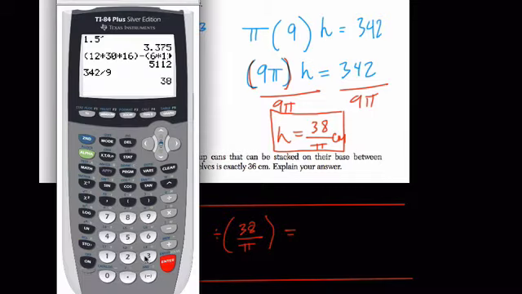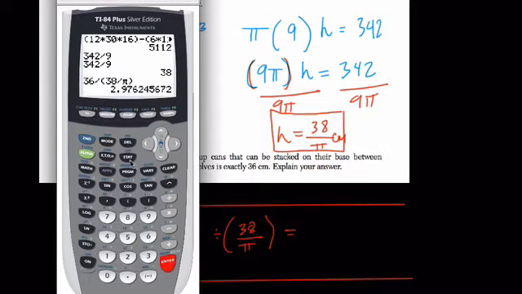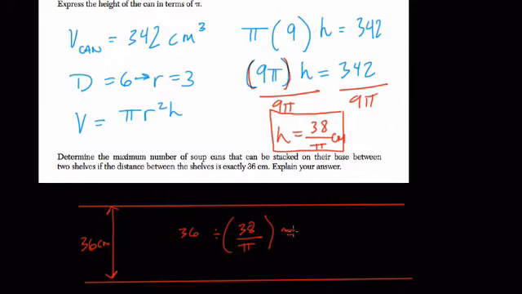This is kind of easy to do on a calculator. You can go 36 divided by, enter your parentheses. Now you enter this fraction, 38 divided by pi, or over pi. And there's a pi button. Hit second exponent for pi. You'll see that symbol. Press enter. You get about 2.976, let's say. So it's about 2.976.